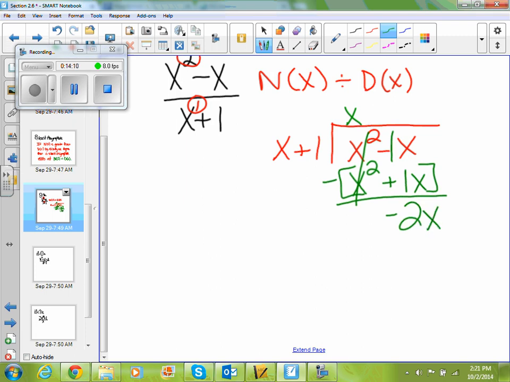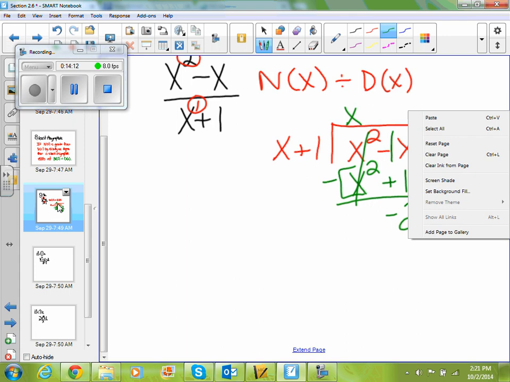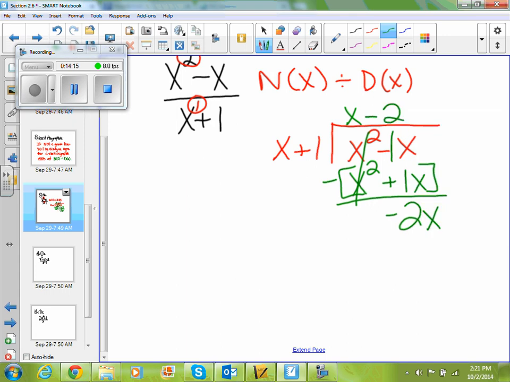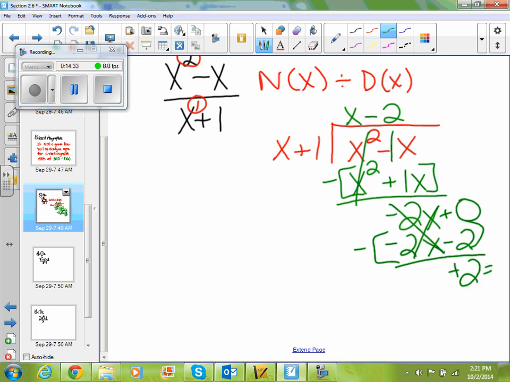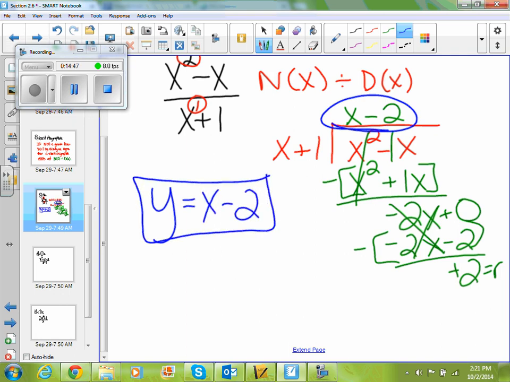And then we know that x goes into negative 2x exactly negative 2 times. So x times negative 2 is negative 2x. 1 times negative 2 is negative 2. Subtract these. Those cancel. 0 minus negative 2 becomes positive 2. But we don't really care about that. That is our remainder, but what we care about is this up here. So we know that we have a slant asymptote at the function y equals x minus 2. Okay, so that's where our slant asymptote exists.